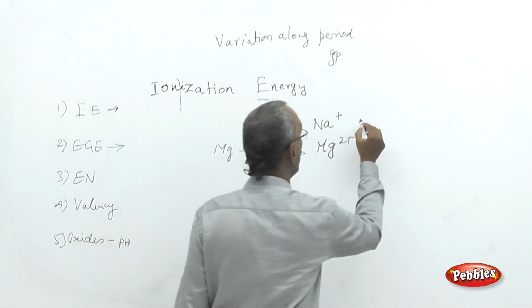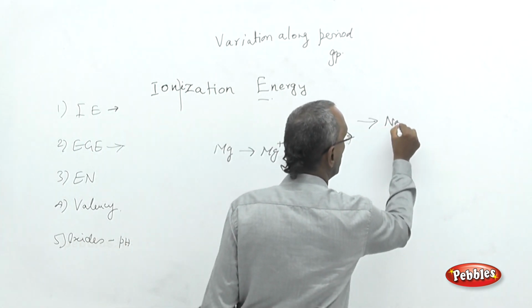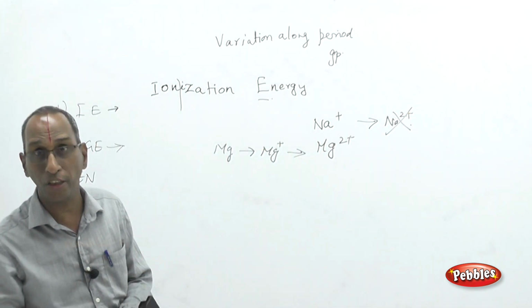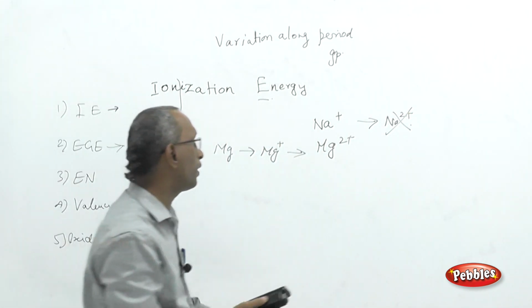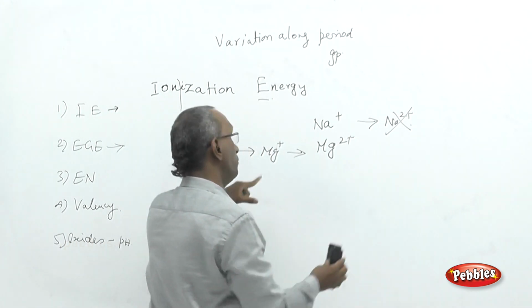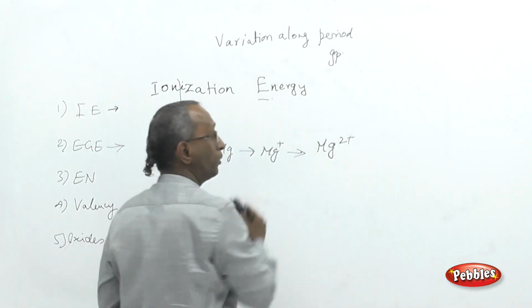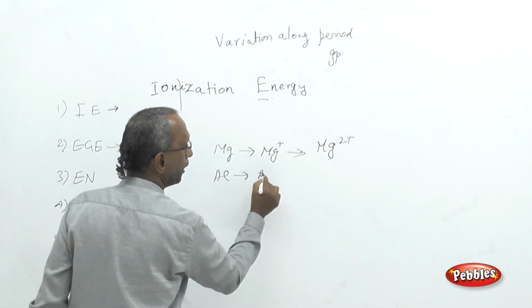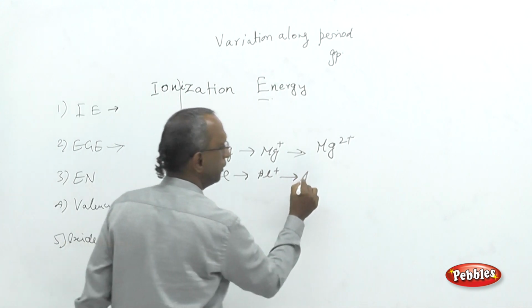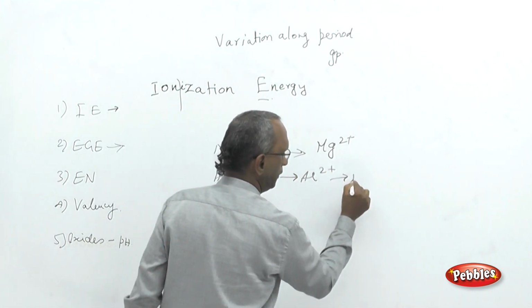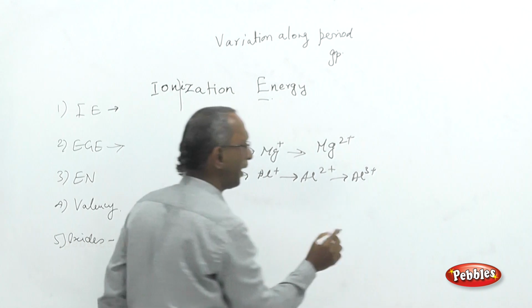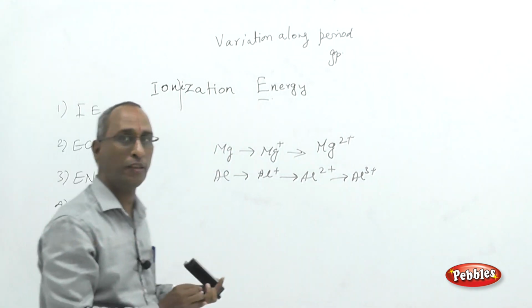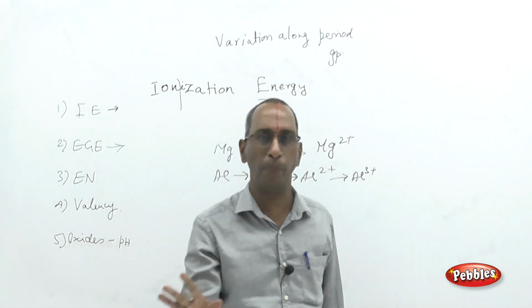But Na plus will not at all form Na2 plus, because Na plus itself has an inert gas configuration. So we cannot remove another electron. In the case of magnesium, the second electron can be removed. In the case of aluminium, even the third electron can be removed: Al plus, Al2 plus, Al3 plus. So a maximum of 3 electrons can be removed. Accordingly, for any removal we have to supply energy.